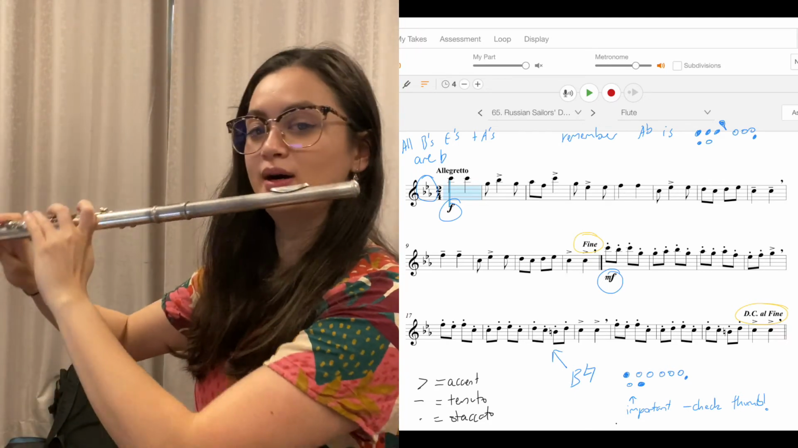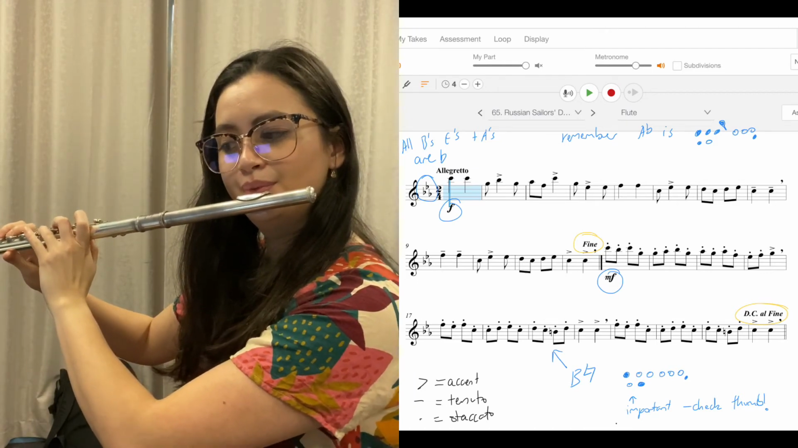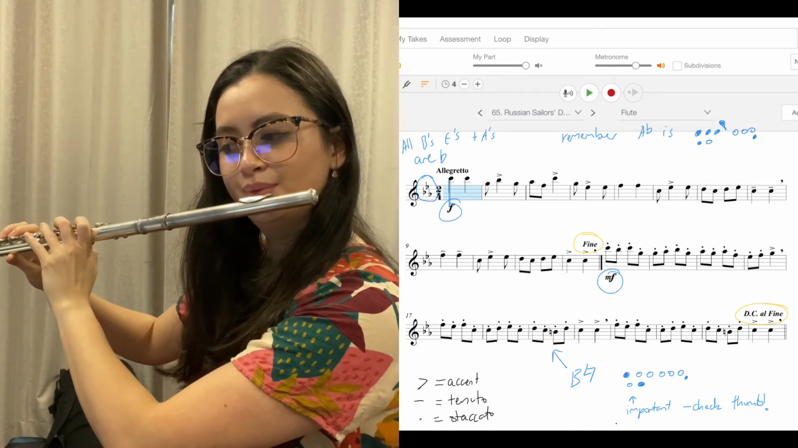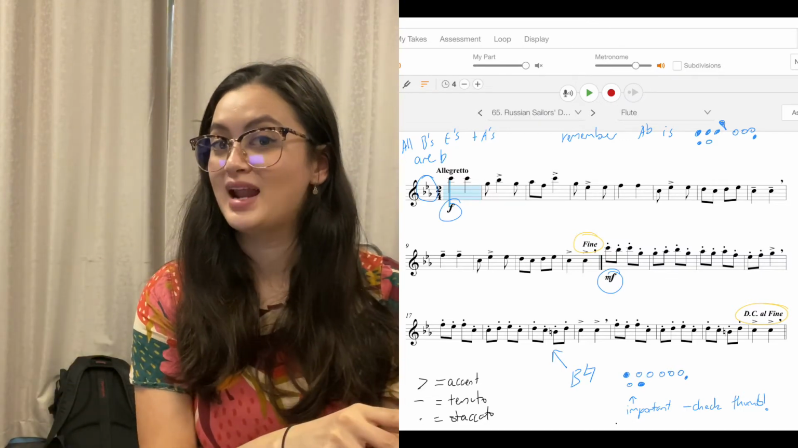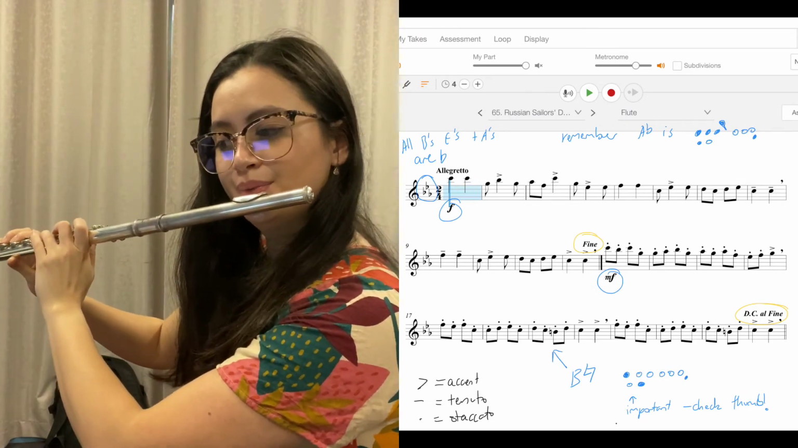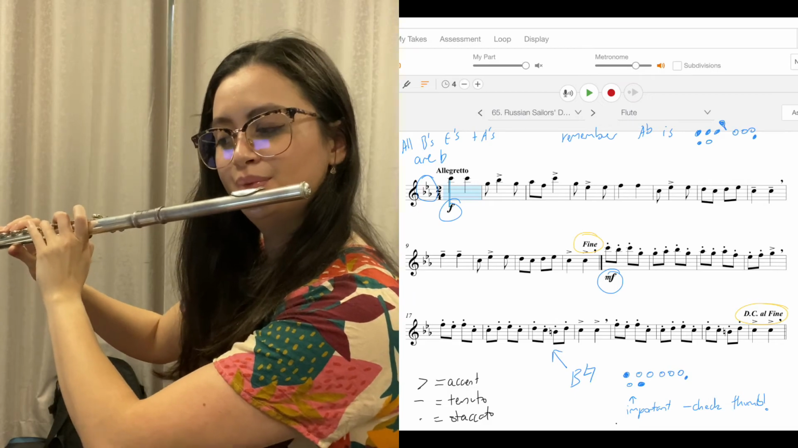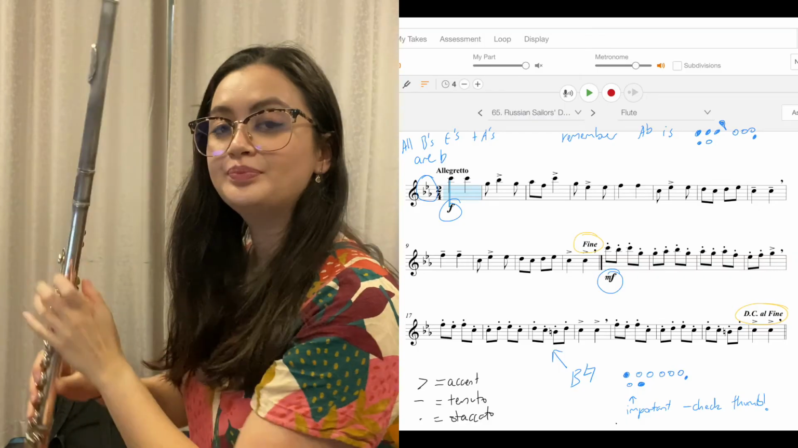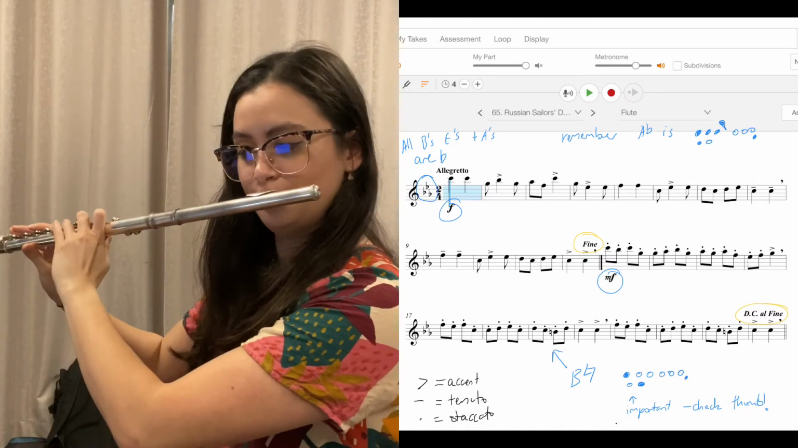And look at the next 4 bars. Did you remember the B natural? Let's do it again. Pause and practice that. And look at the next 4 bars.